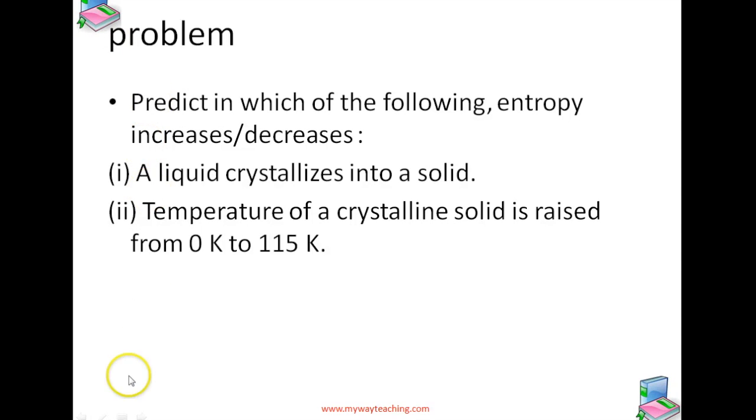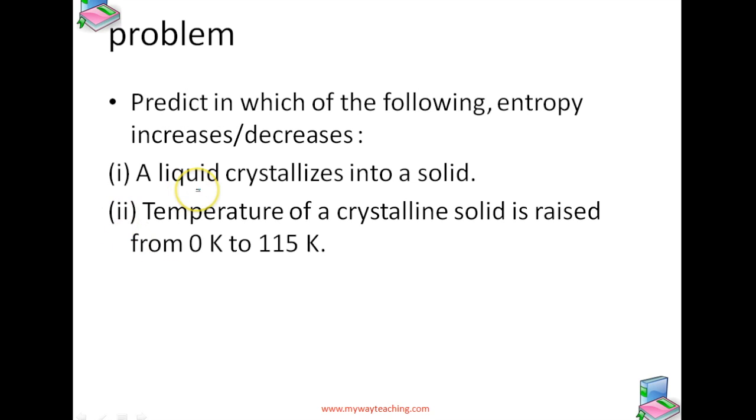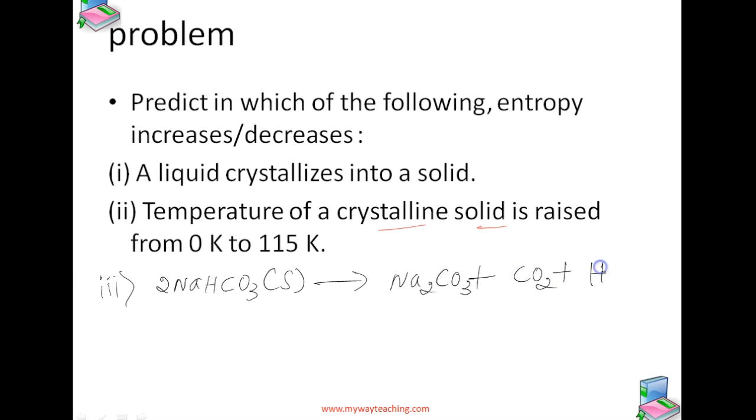Next, consider the problem. Predict in which of the following entropy decreases or increases. The first one: a liquid crystallizes into a solid. The second: temperature of a crystalline solid is raised from 0 Kelvin to 115 Kelvin. And the third: NaHCO3 solid decomposes to Na2CO3 plus CO2 carbon dioxide plus H2O. And the fourth one.